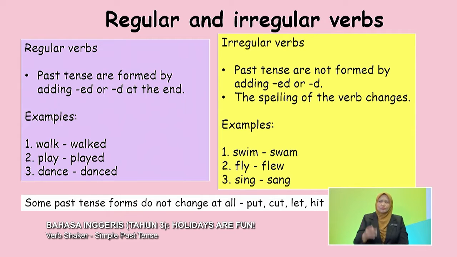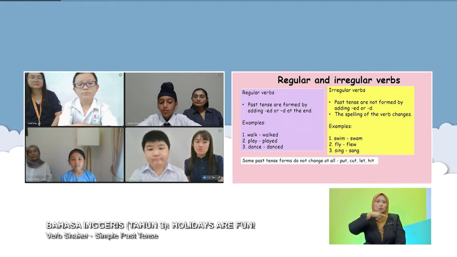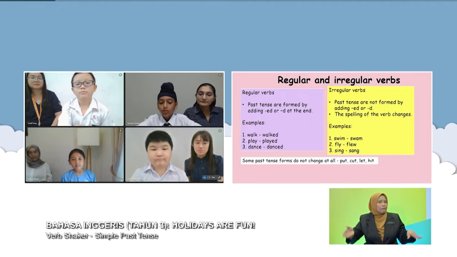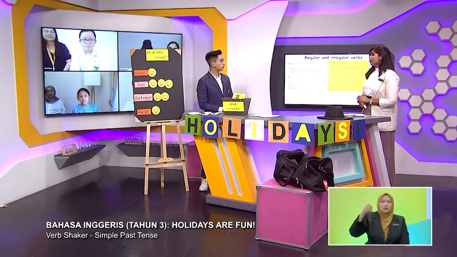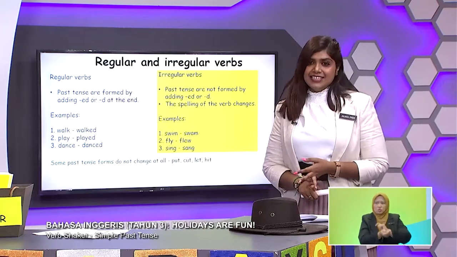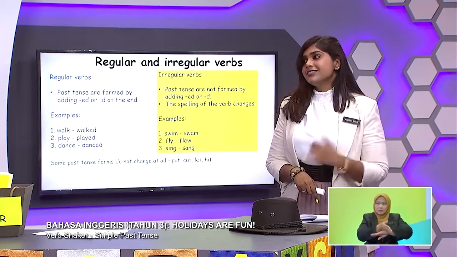Irregular verbs in the past tense are not formed by adding ed or d, Chris. You just need to change the spelling of the verbs. For example, swim becomes swam. You don't say swimmed. Fly becomes flew. Sing becomes sang. And some past tense forms do not change at all, for example put, cut, let, hit. You don't say cutted. You still say cut. I cut vegetables for my mother last night.